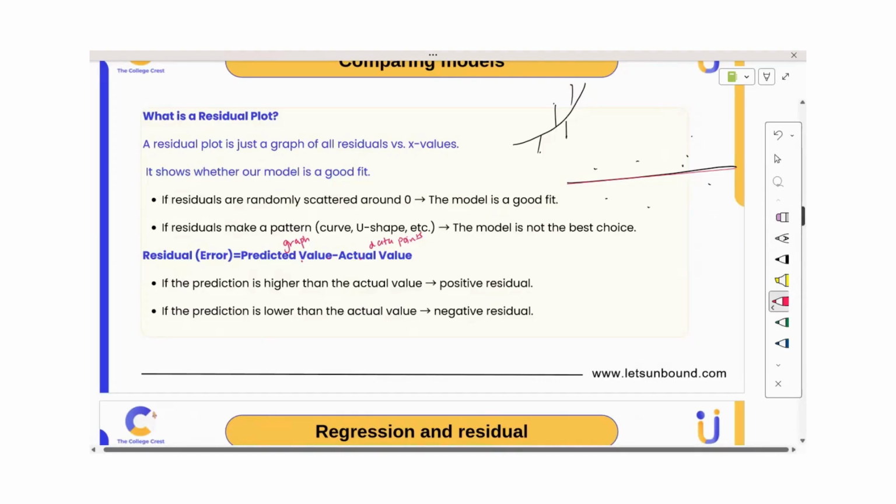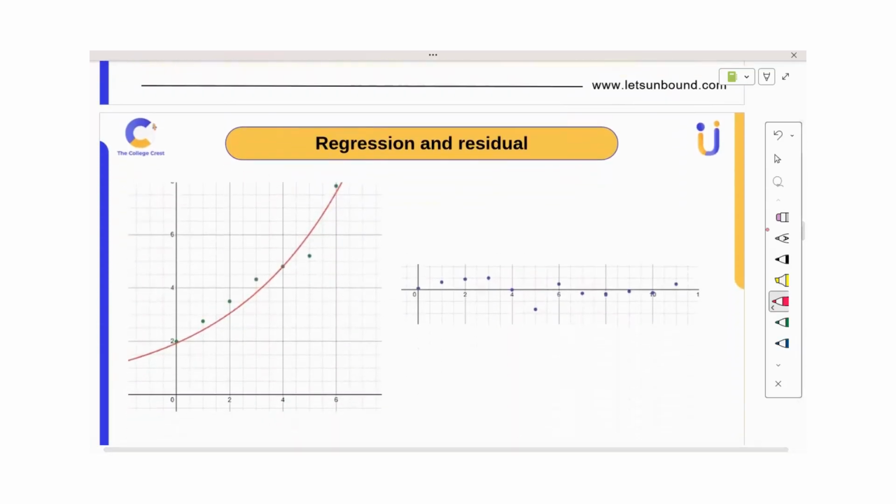Right, so that's it. Now here is an example. The green are data points and the regression is done. The red line is the regression. So the green points are actual, and whichever are on the red curve are the predicted values, right?